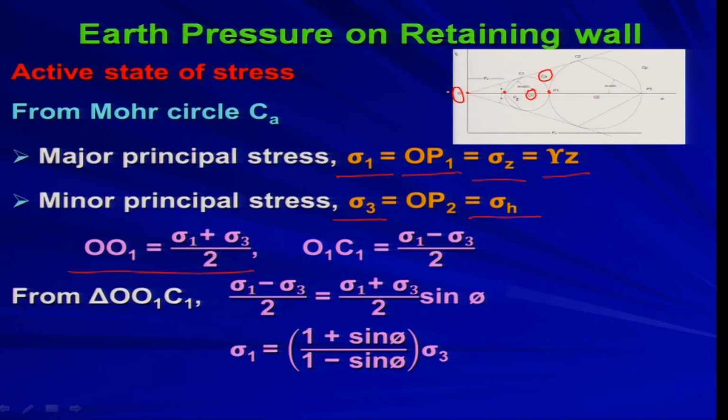I do not think I should explain this in more detail, because we have already explained enough in the chapter on shear strength. So, OO1 equals sigma 1 plus sigma 3 by 2. Similarly, O1C1 is the radius, which is sigma 1 minus sigma 3 by 2. So, from triangle OO1C1 we get this relation, am I right? From this I can write sigma 1 is equal to 1 plus sin phi by 1 minus sin phi into sigma 3.